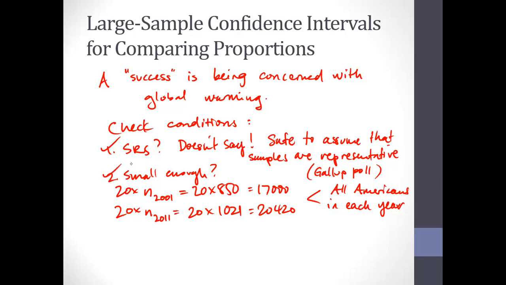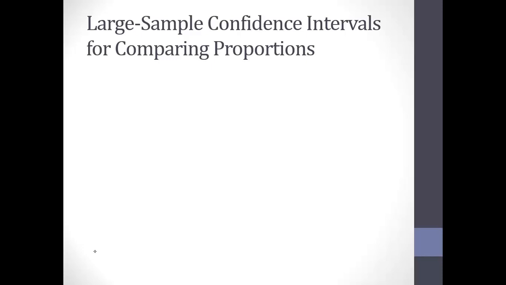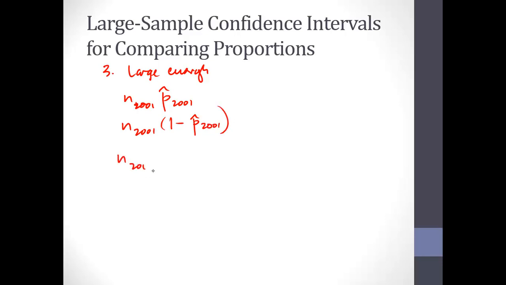So we're good to go with the small enough condition. And then quickly we need to make sure that we have enough successes and failures in each group. Let me jump over to a new slide. So our large enough, again, we need N1 times p hat 1 for 2001, and our number of successes and failures from 2001 as well as from the second year, 2011. So we want to make sure each of these things is bigger than 10.